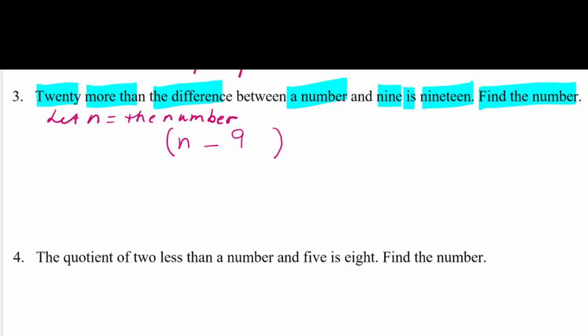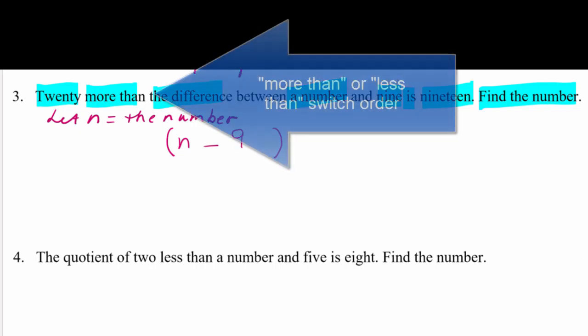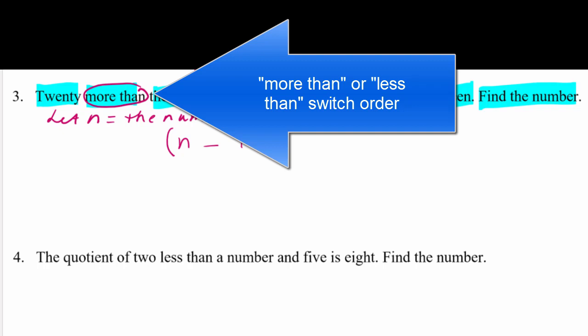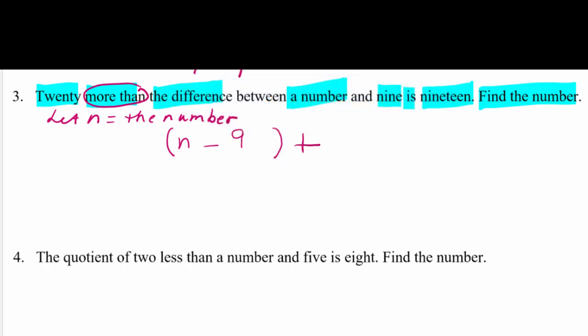And we want 20 more than that. See that word "more than"? That means it's going to come behind the difference. So with expressions like "less than" or "more than," you put that number behind the operation symbol. If it's more than, then you go plus and then put your number. If it's less than, then you go minus and then put your number behind it. See? So I'm going to put the 20 right here. So 20 more than the difference between a number and 9 is, remember that means equals, 19.